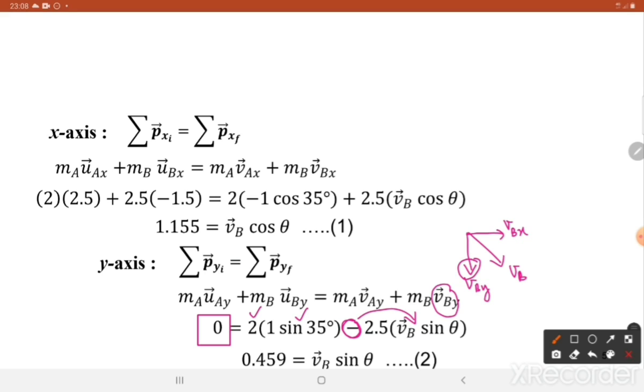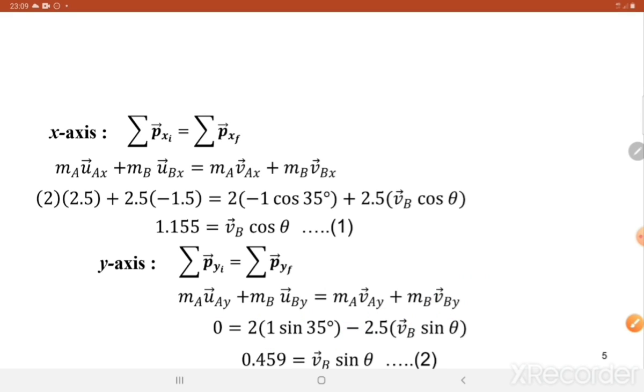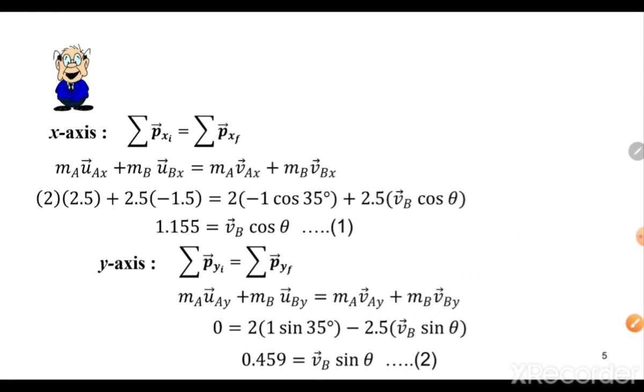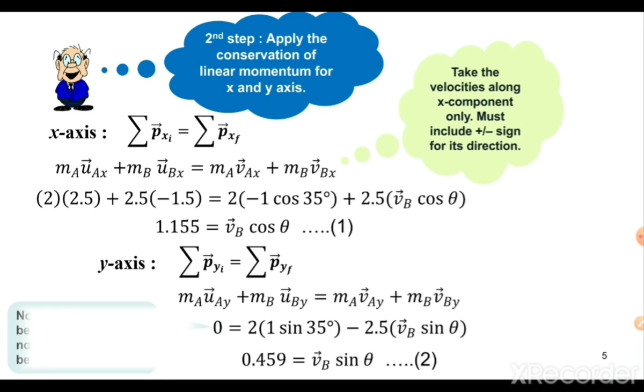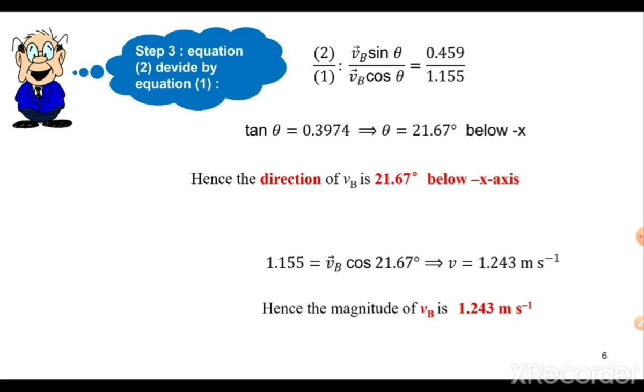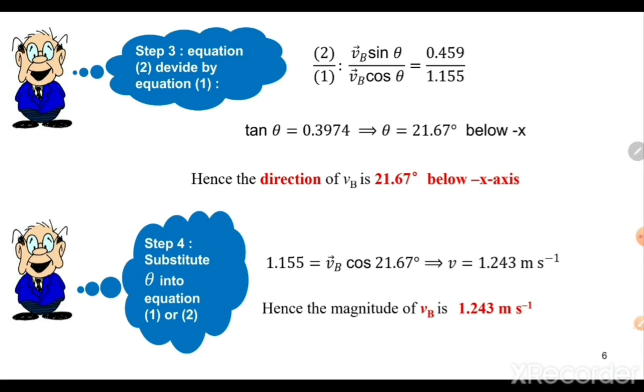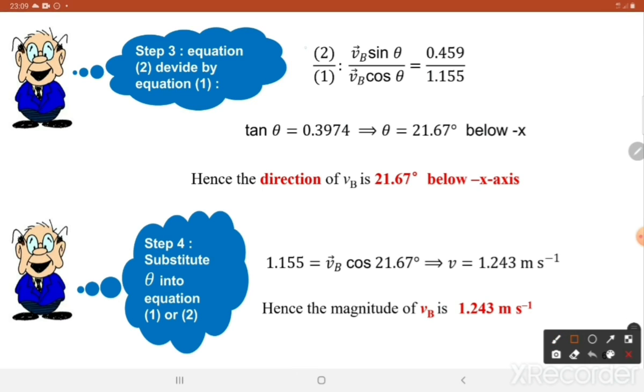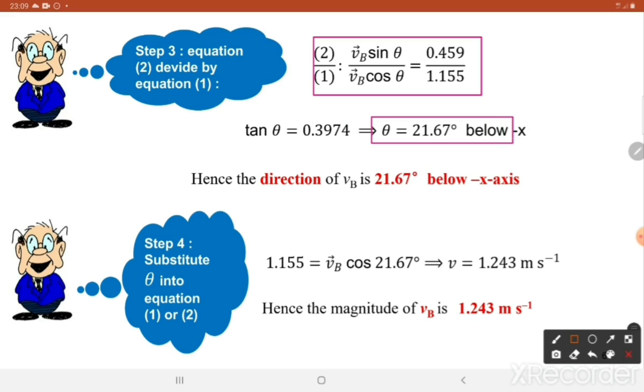So you will get the second equation, which is 0.459 is equal to vB sine theta. And then step 3, equation 2 divided by equation 1. So you divide the second equation by the first equation. Finally, you will get the value of theta is equal to 21.67 below the negative x-axis.